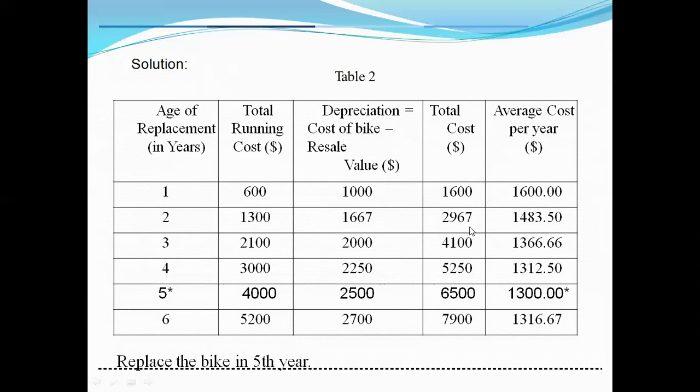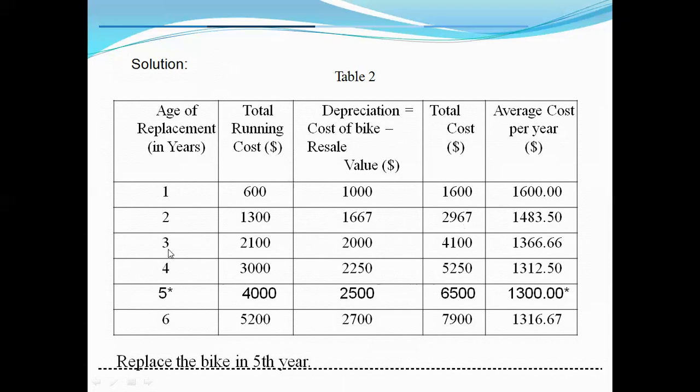So the average needs to be specified. What is the average cost? For 2 years of depreciation or calculation, average means the total cost divided by the time it has been allocated, 2 years. So 2967 divided by 2, and hence it is 1483.50.